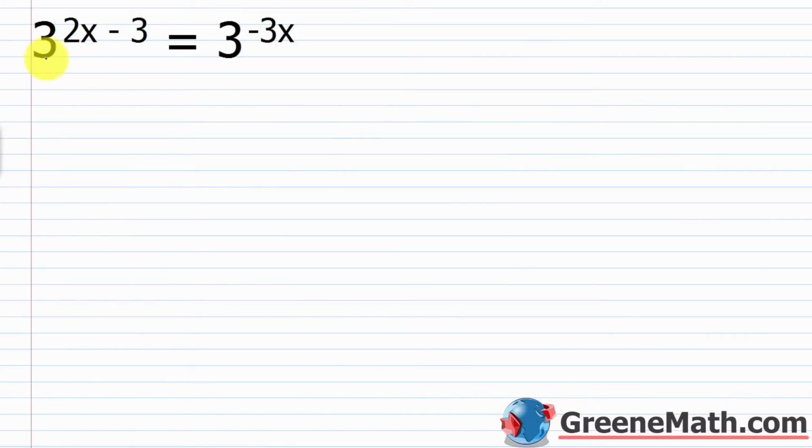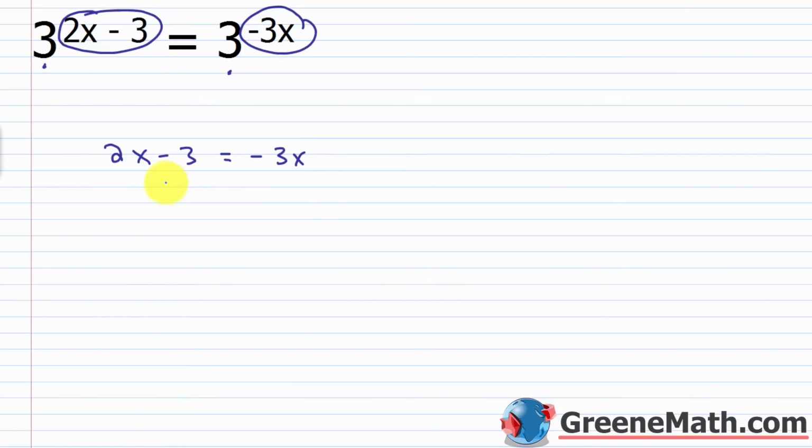So suppose you see 3 raised to the power of 2x minus 3. This is equal to 3 raised to the power of negative 3x. So in this case, we have an easier example. Essentially, all we need to do is just take 2x minus 3 and set it equal to negative 3x, right? Because we already have the same base of 3 in each case. So you would have 2x minus 3 is equal to negative 3x. And then we'd solve this guy for x.